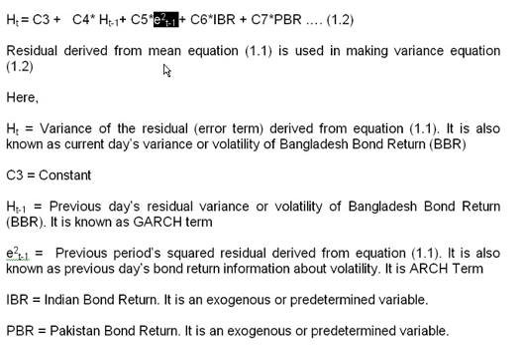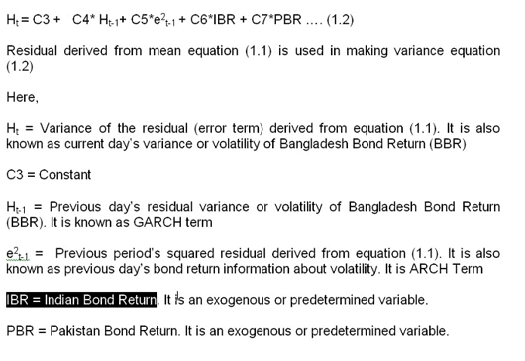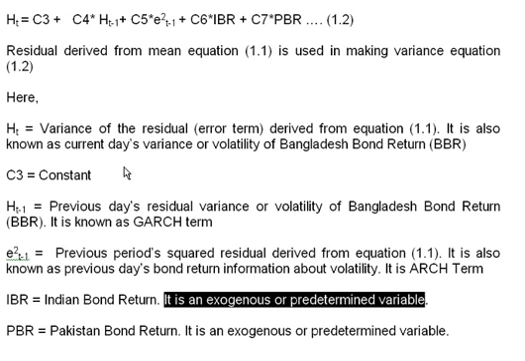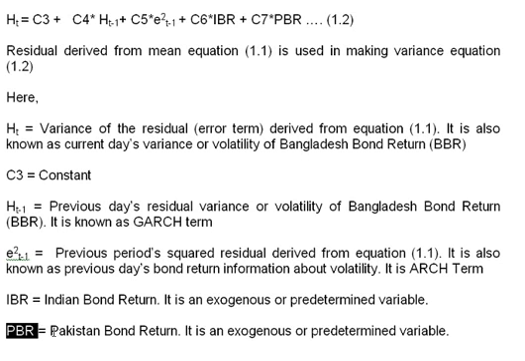And we can see some more variables such as IBR and another one, PBR. C6 is the coefficient of IBR and C7 is the coefficient of PBR. Okay, what is IBR? IBR is Indian bond return. It is an exogenous or predetermined variable. And what is PBR? Pakistan bond return. It is also an exogenous or predetermined variable.